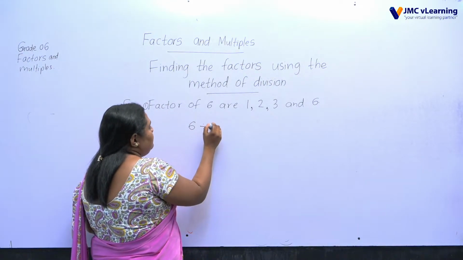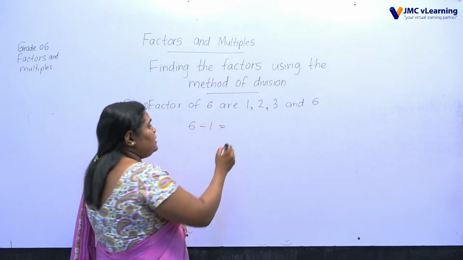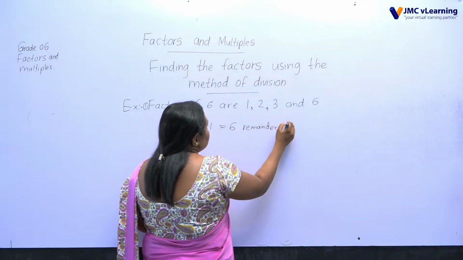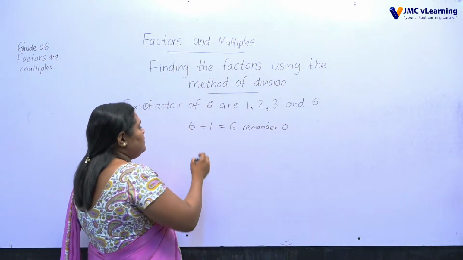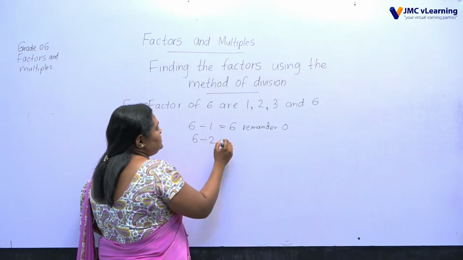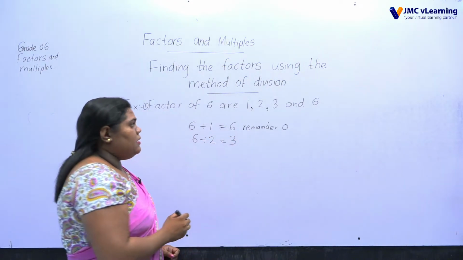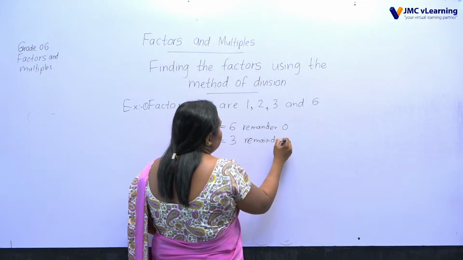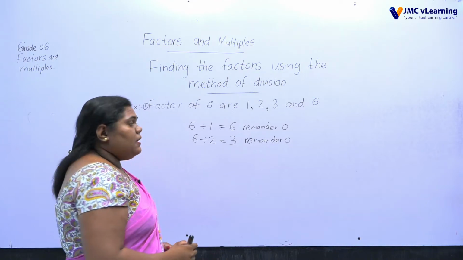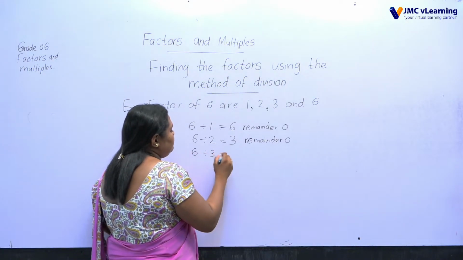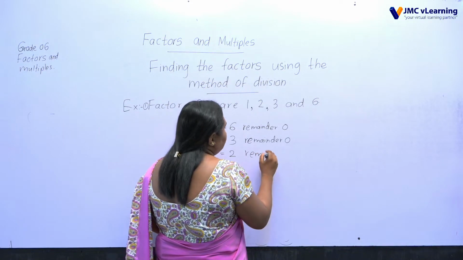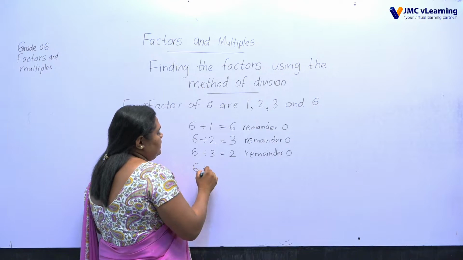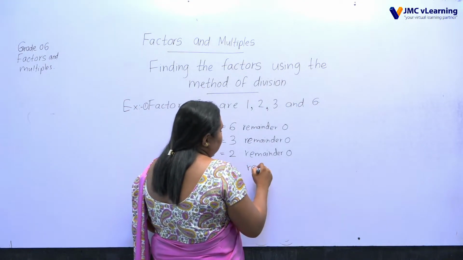6 divided by 1. What is the answer? 6. And what is the remainder? Remainder is 0. No remainder. And after that 6 divided by 2. What is the answer? 3. And remainder 0. Okay. And when we divide 6 by 3, what is the answer? 2. And remainder 0. And 6 divided by 6, the answer is 1 and remainder 0.